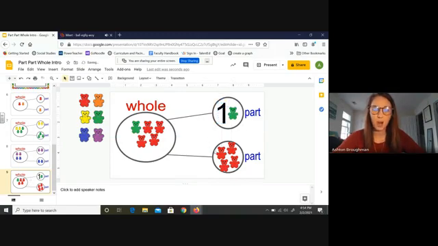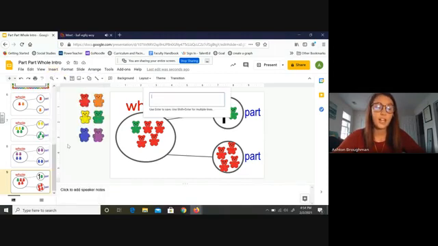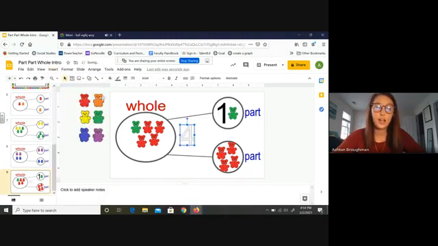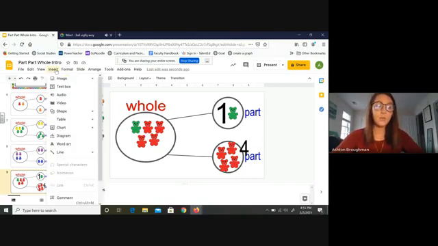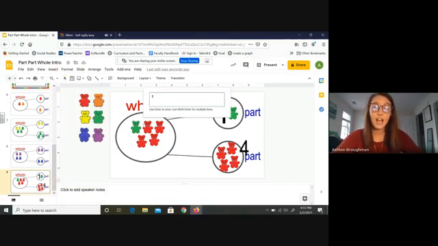What would be my next part? How many teddy bears are in this circle? 1, 2, 3, 4. Good job. So one part is 4. Great job, boys and girls. And so one of my parts is 4. The other one is 1. And when we put them together, how many do we have? Let's count. 1, 2, 3, 4, 5. So my whole is 5.